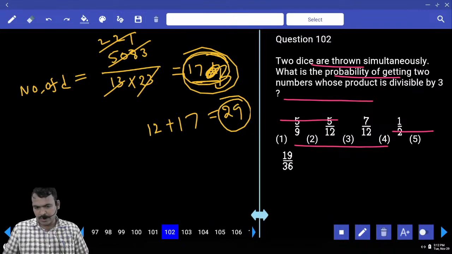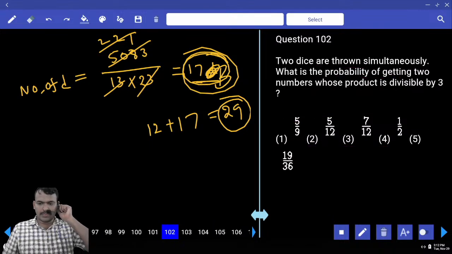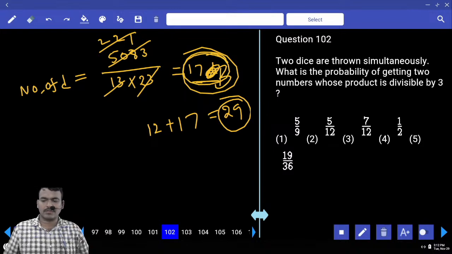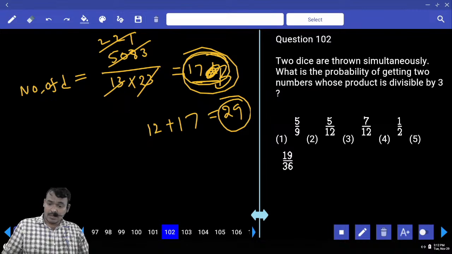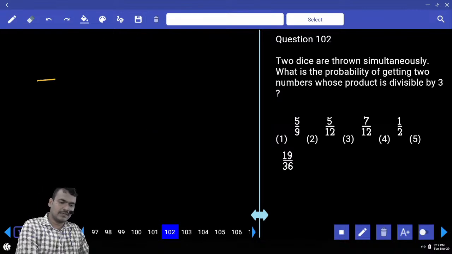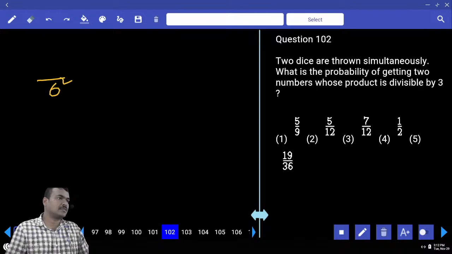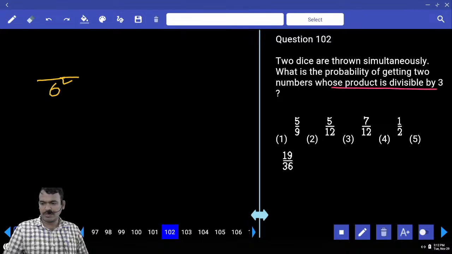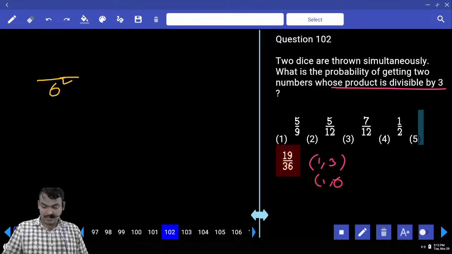Next question number 102. 2 dice are thrown simultaneously. What is the probability of getting 2 numbers whose product is divisible by 3? 2 dice are thrown. First of all, what are the total chances? 6 square, and 6 square means total chances are 36. And here what is the condition? Whose product must be divisible by which one? 3. Whose product is divisible by 3 means 1 comma 3 and 1 comma 6.